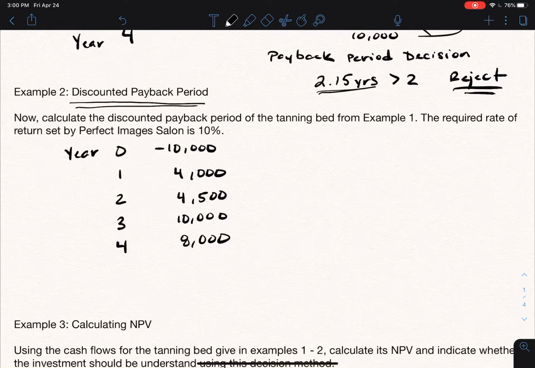But for the purposes of this one, for the whole class, I'm just going to demonstrate how to solve it with your calculator. The main piece of information that we needed that we weren't originally supplied with is this second sentence here. It says the required rate of return set by Perfect Images Salon is 10%. So what does that tell us? Well, let's put our thinking caps on for a second and realize something about the cash flows that we've been given.